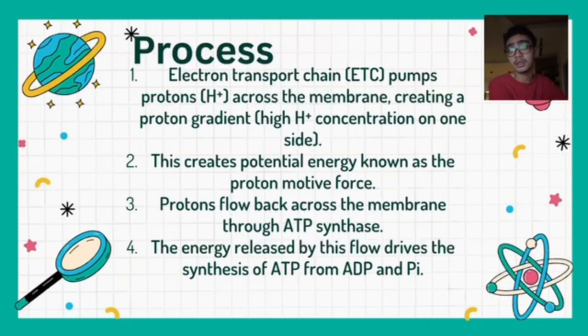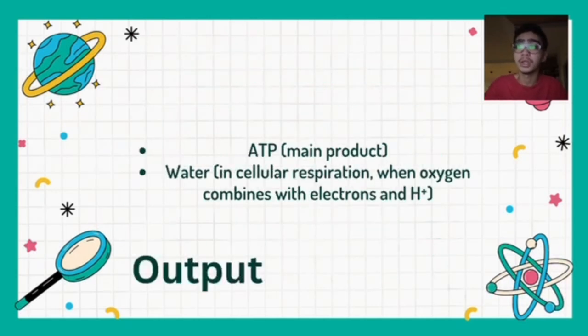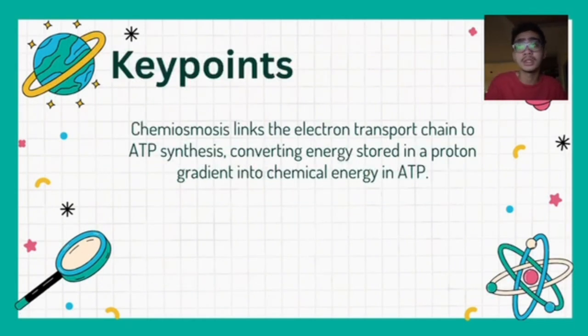Protons flow back across the membrane through ATP synthase. And the last step is that the energy released by this flow drives the synthesis of ATP from ADP and Pi. For its output, it is ATP, which is the main product, and also water. So in cellular respiration, when oxygen combines with electrons and H+, water is the output niya. The key point is that chemiosmosis links the electron transport chain to ATP, converting energy stored in the proton gradient into chemical energy. So basically, ATP.